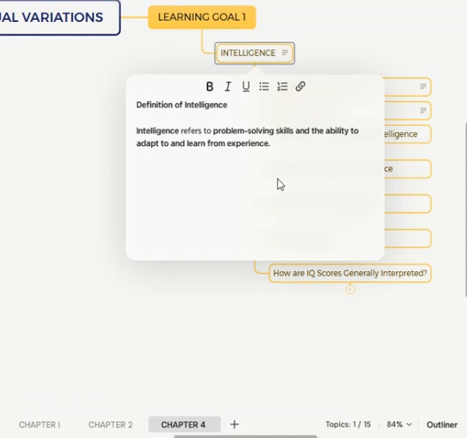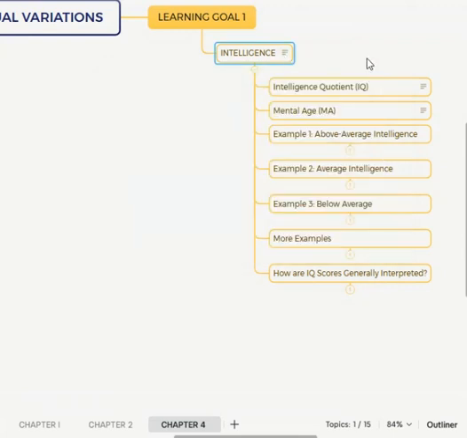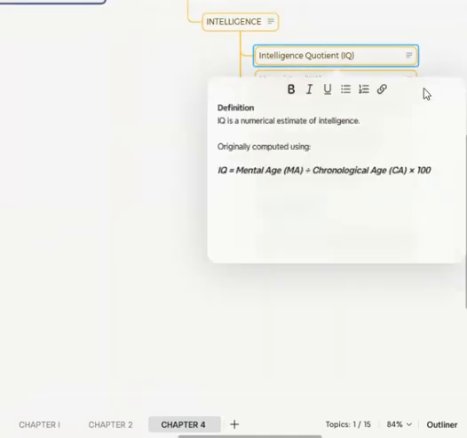So this one, that's correct. That you said, related to compare: how do we calculate, how do we know the intelligence of our student? Okay, intelligence quotient, IQ, is a numerical estimate of intelligence.